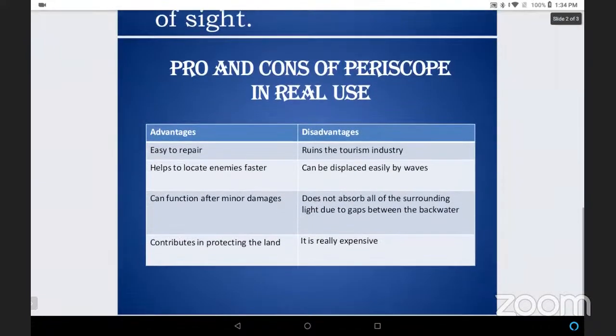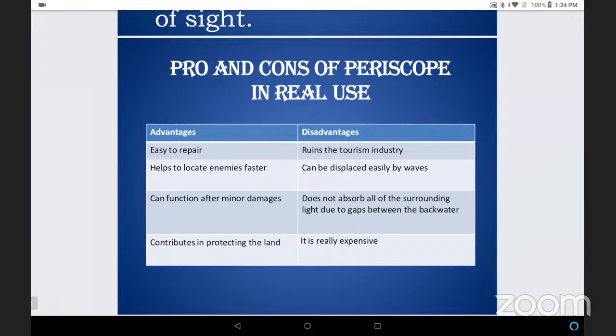Pros and cons of periscope in real use. Advantages: easy to repair in submarines, tanks, and armored vehicles. Helps to locate enemies faster in submarines, tanks, and armored vehicles. Can even function after minor damages in submarines, tanks, and armored vehicles. Contributes in protecting the land.